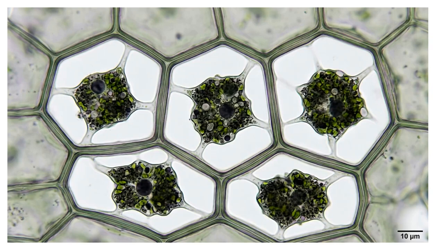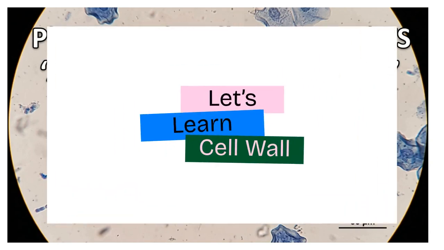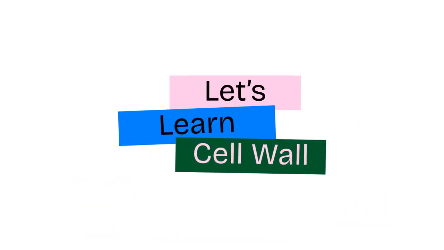Observe the plant cells. The inner contents shrink dramatically, but the rigid cell walls hold their shape, a fascinating process known as plasmolysis. In contrast, animal cells lacking cell walls shrink entirely. This highlight underscores the critical role of the cell wall in protecting and supporting plant life. Now, let's learn about cell wall.